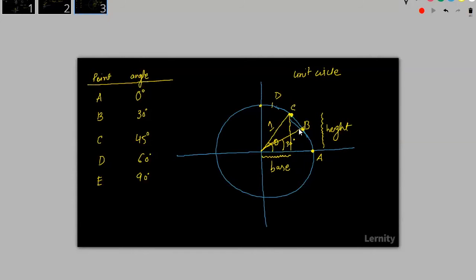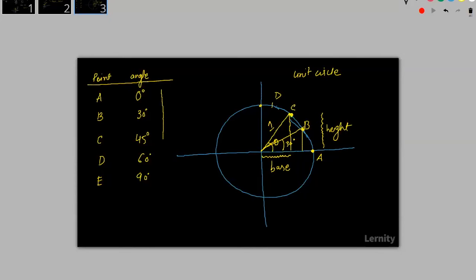So see, from zero, tell me what is happening to the height. This is the height. Now here the height will be this, and here the height will be this. So from 0, tell me what will be the height. The height is increasing, right? So from 0 till here, the height is increasing.